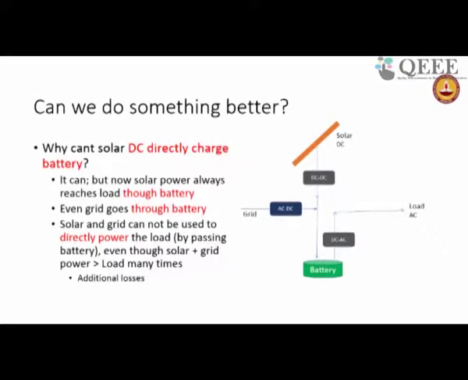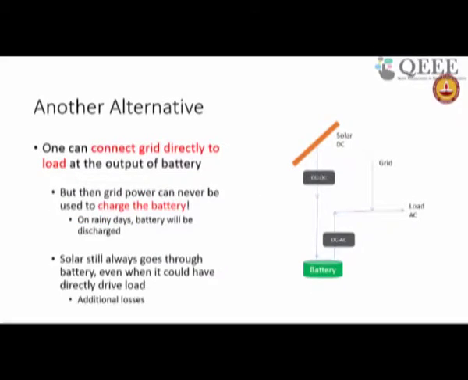Solar and grid here cannot be used to directly power the load by bypassing the battery, even though the solar plus grid power may be greater than the load most of the time. I don't need the battery, I want to be able to bypass it. I presented it to one of my students, he said, no, I think I can come up with another configuration, and he came up with this configuration.